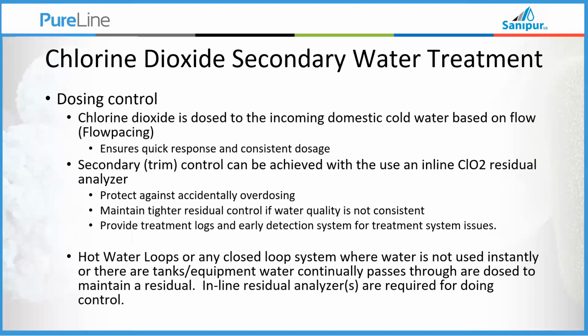Hot water loops have constant flow, but intermittent water usage, so you can't base your treatment on flow. Here, we base it on a residual or an ORP in the system and dose chlorine dioxide with an on-off control to maintain adequate levels in the loop.